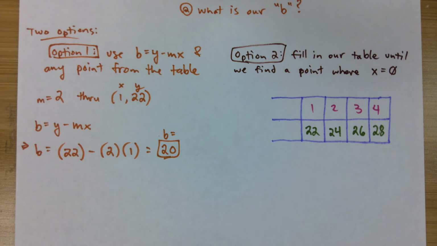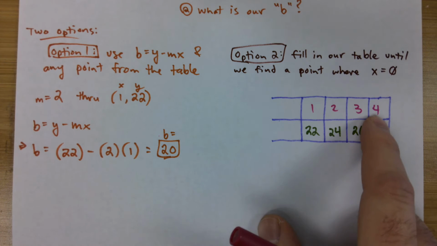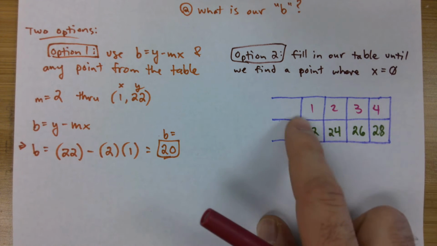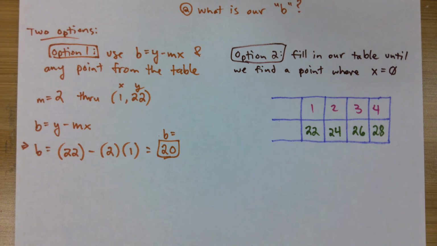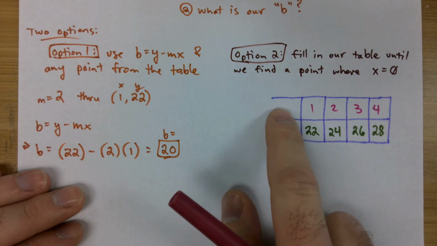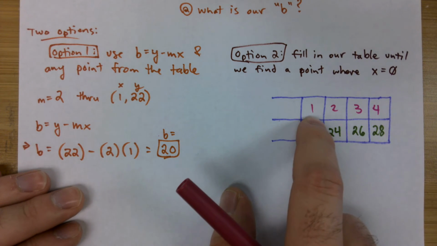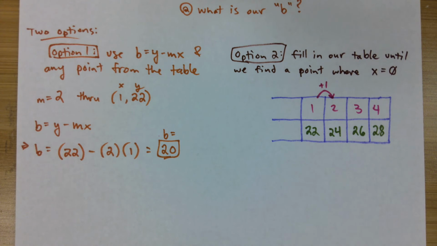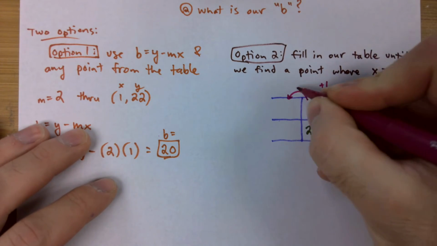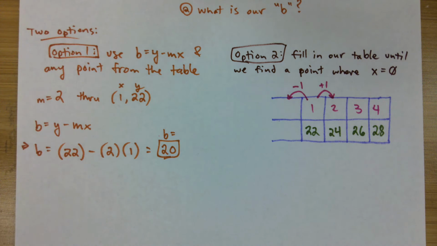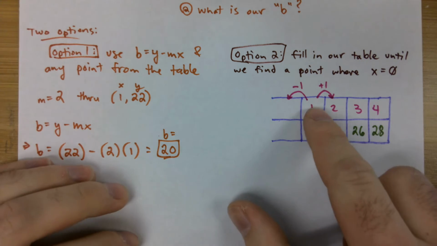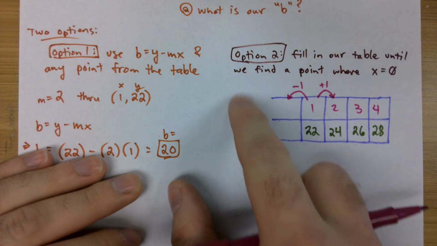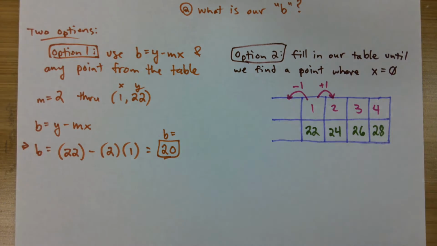So we're going to fill in our table until we find a point where x is equal to 0. So do you think that's going to come to the right of our given information or to the left on our table? To the left, right? We see that an x value of 0 is going to come right before this x value of 1 because our change in x we know is plus 1, right? So we can backtrack a little bit and actually subtract 1, going the opposite direction, if you guys see what I'm saying. So if we subtract 1 from 1, we get 0.